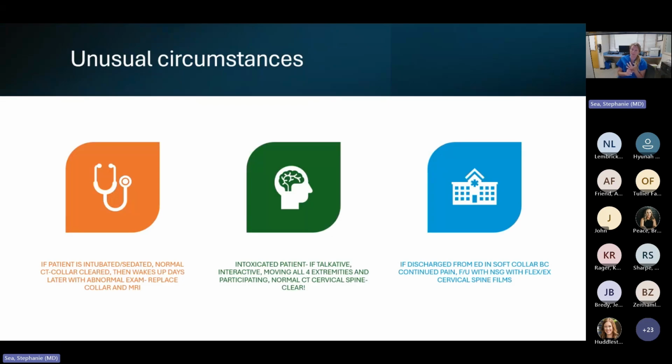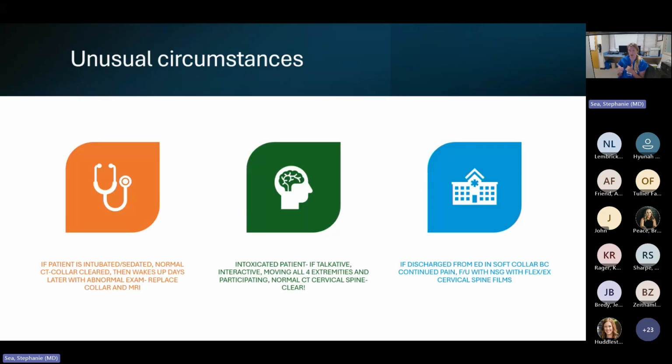Some other unusual circumstances that may pop up. So if a patient's intubated, they have a normal CT collar, and then all of a sudden they wake up, they extubate, and they're like, oh, my left arm feels weird and has paresthesias, and I'm not actually moving it appropriately. Put the collar back on, call your trauma team, and we'll come and assess and most likely get an MRI. But no harm done there. This can happen, and if it does, we just move on from there.